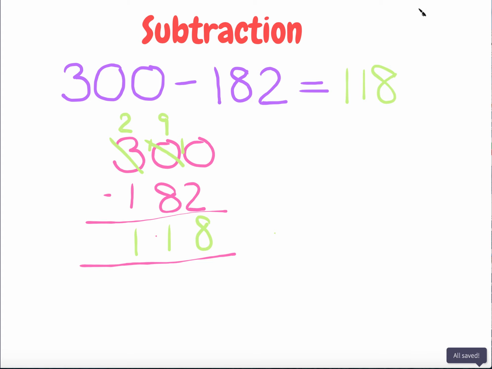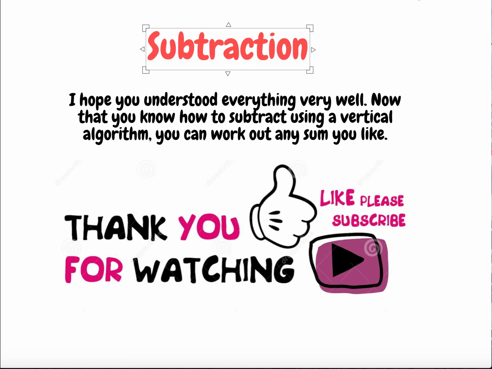You can rewatch the videos however many times you want, because this is a very easy strategy and you will get it. Trust me, it's very easy. So, I hope you understand everything very well now, and you can subtract using a vertical algorithm very well. This strategy will work anytime you want, with any numbers. No matter how long the number is, it will still work.